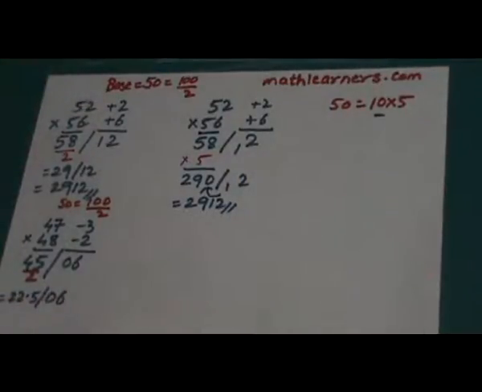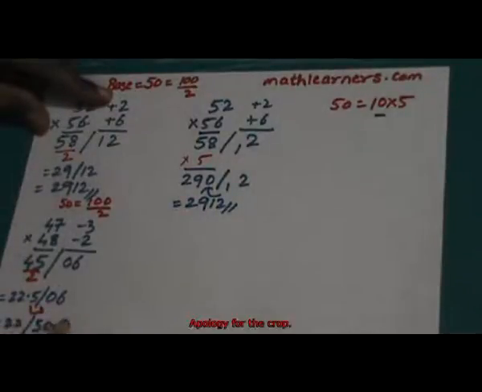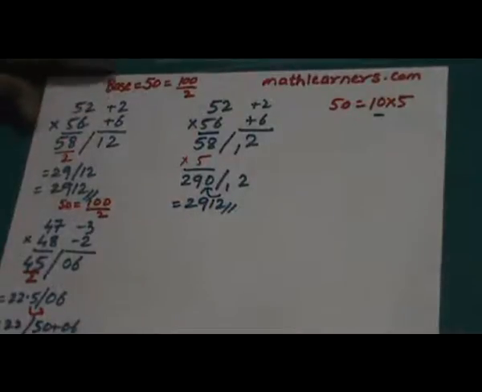22.5/06. Now we will have to take this 5 to the other side, so when it goes to the other side it will become 50 and added to that 06, so it comes as 2256. That's your final answer.